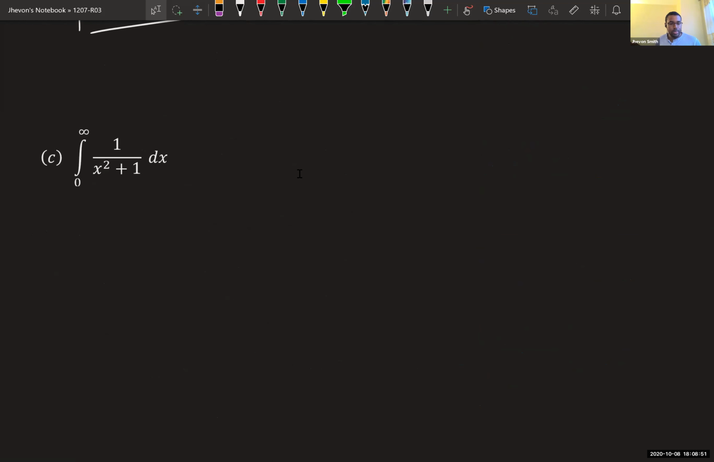Let's look at this one. 1 over x squared plus 1. Now this one kind of looks like a bell curve. It's not the bell curve, right? But it actually kind of looks like one. This one is symmetric. And I actually want the area from 0 onwards. What is the area of that?